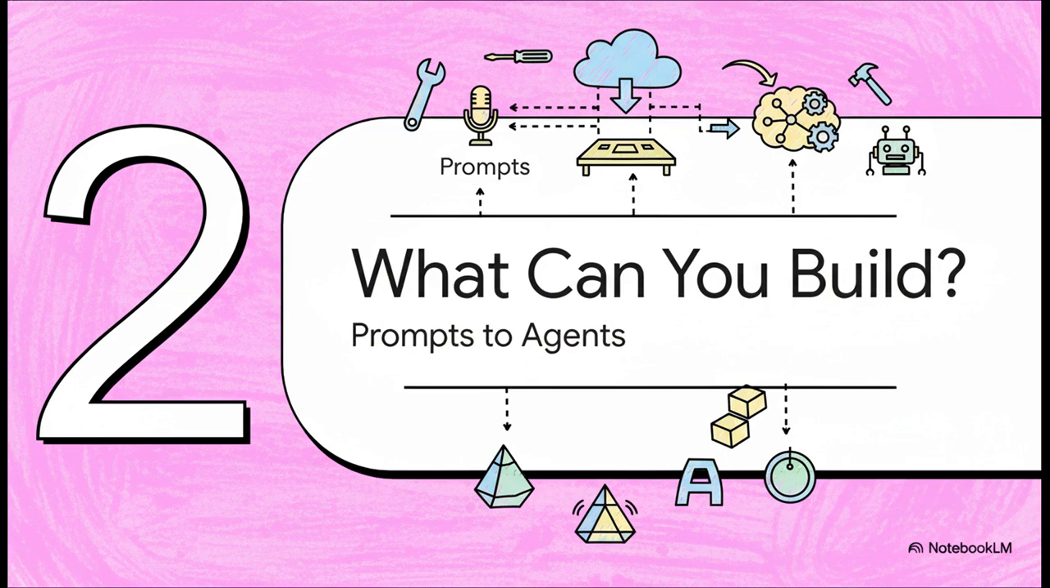So now that we have this incredible toolbox, what can we actually build with it? Well, this is where it gets really exciting. The answer is a lot. You can go from writing simple prompts all the way to building these super complex automated systems we call agents.